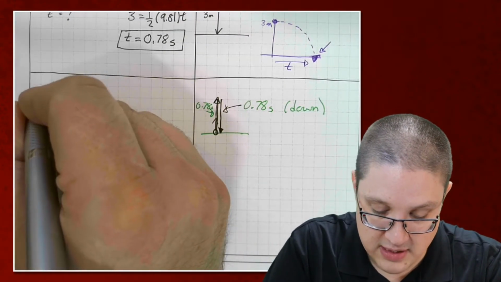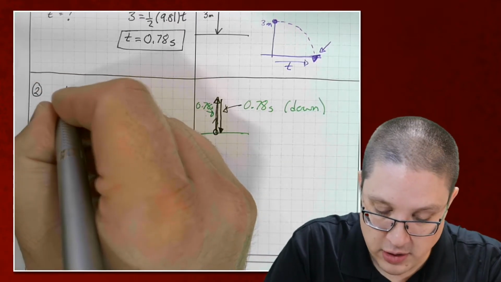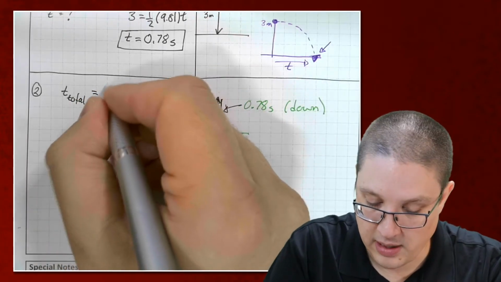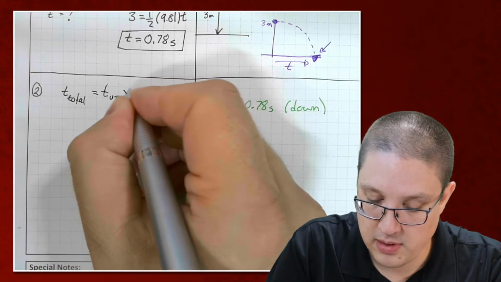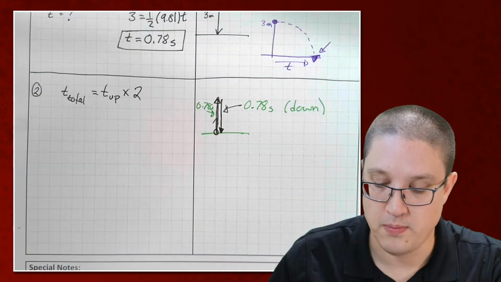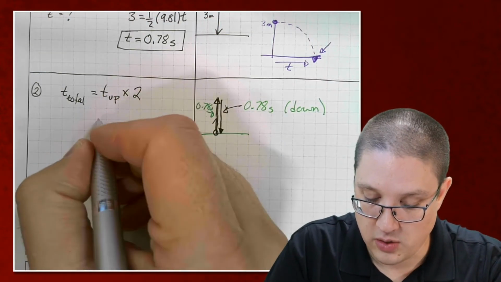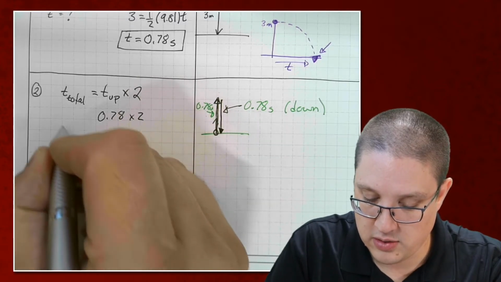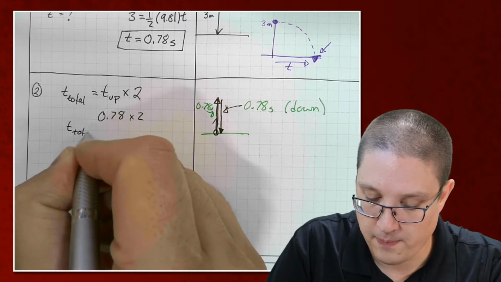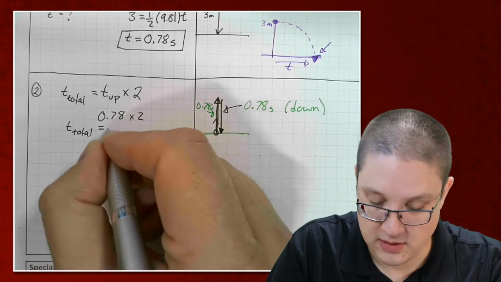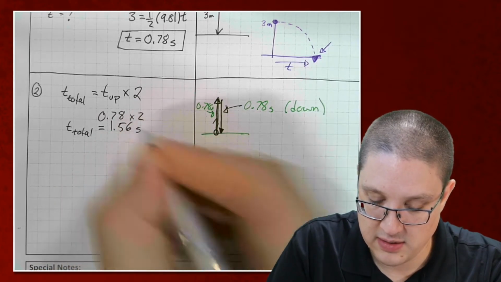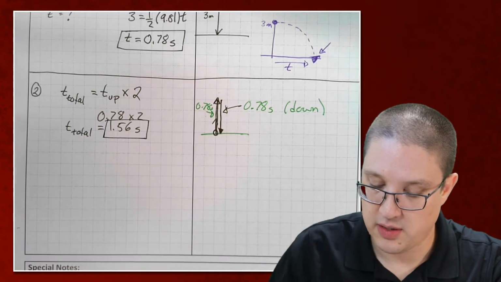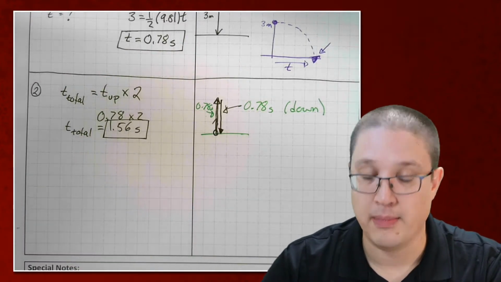So for the second part, I can actually go my total time is my time up times 2. So I could go 0.78 times 2. So my t total is 1.56 seconds. So there's the total time to go up and come back down.